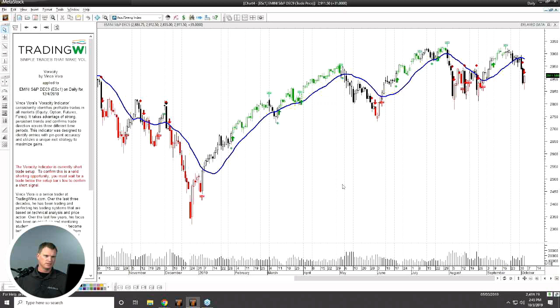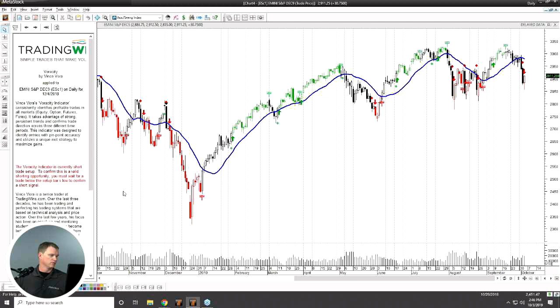And that's the nice thing with MetaStock as well, you don't have to stay on the most current candlestick. You can go back and visually back test it. There isn't a back test that's set up for Voracity, but what's really nice is you can look at the history of the chart, and you've got your setups, you got your signals to enter into the trade. So this one's actually a really good example. Your setup right here. Make sure to confirm that it's a valid short opportunity. You must wait for a trade below the setup bar's low to confirm a short signal.